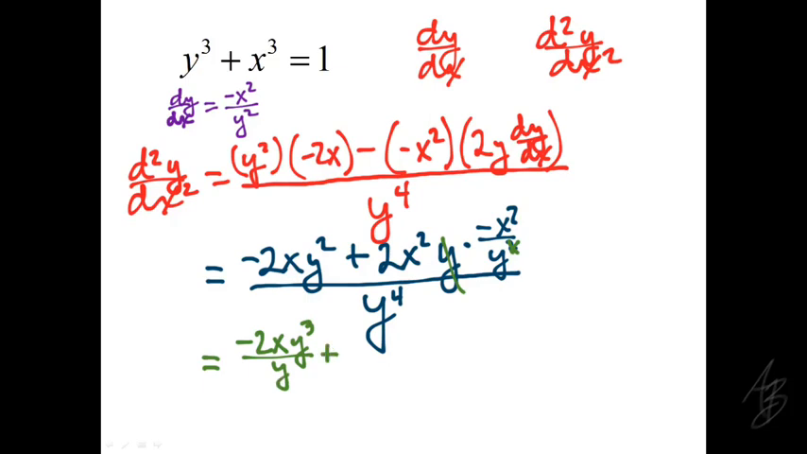plus, and this is going to be 2x squared times negative x squared, so that's actually going to be a minus there, minus 2x to the fourth power over y, and that's all over y to the fourth. Now these two terms can be written as one term with y in the denominator, so it's going to be 2x y to the third minus 2x to the fourth all over y.